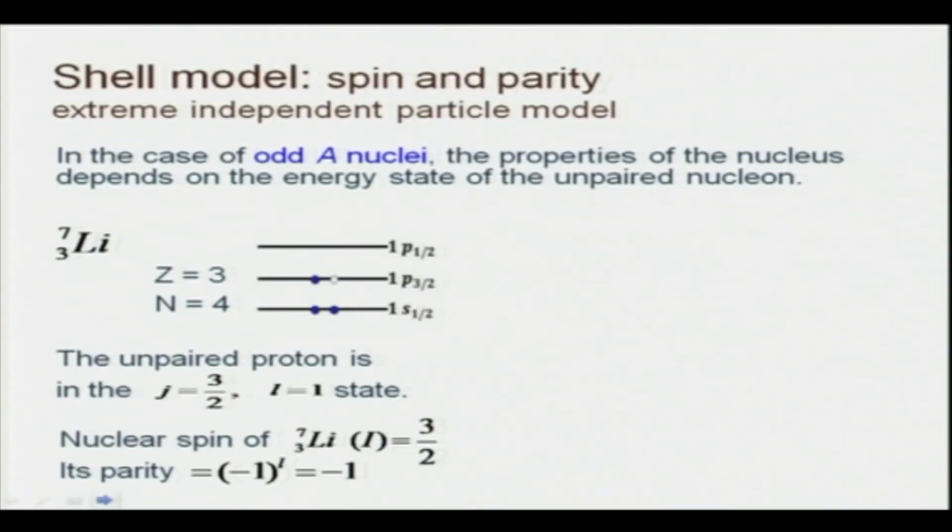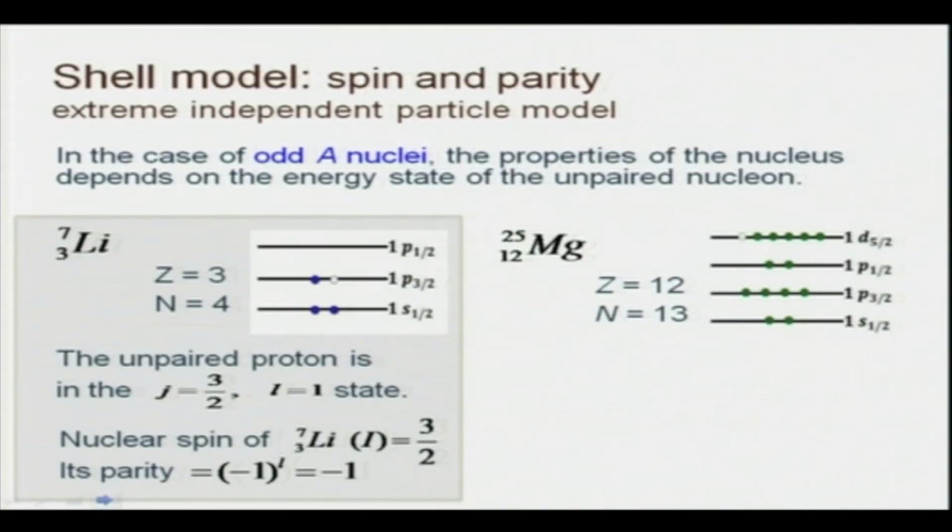And what about the parity? Parity in quantum mechanics goes as minus 1 power orbital angular momentum quantum number. So, here it is a p state, which is L equal to 1, and minus 1 power 1 is minus 1. So, we expect lithium 7 to be an odd parity nucleus with nuclear spin 3/2, and indeed experimental observation says that this is correct.